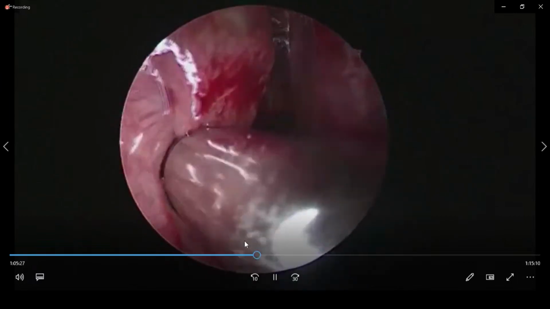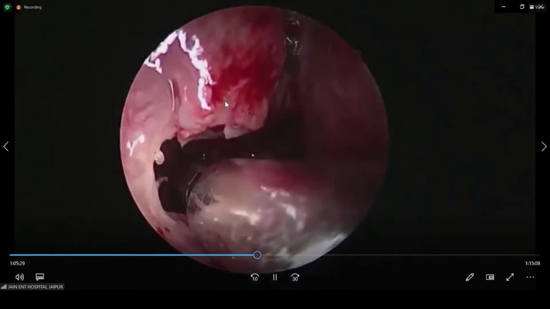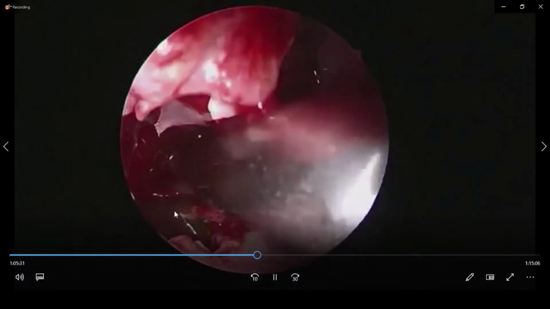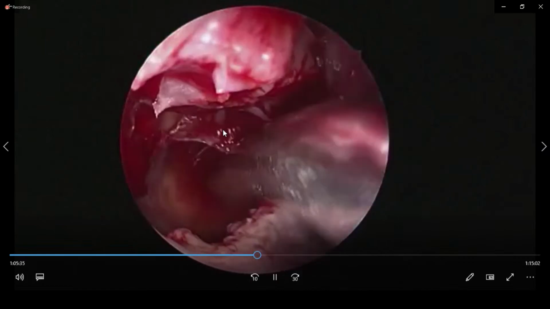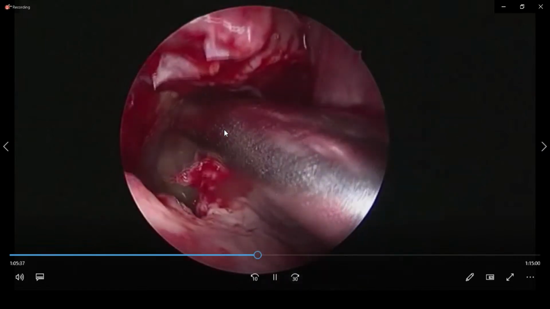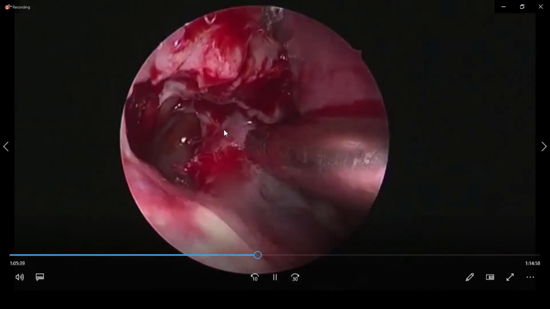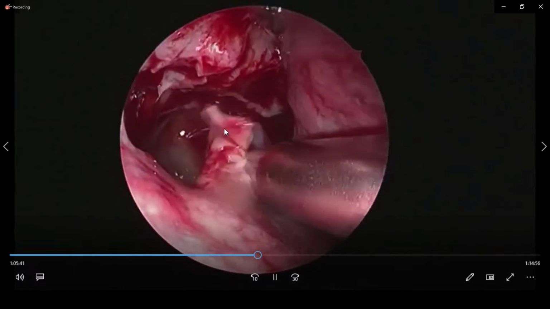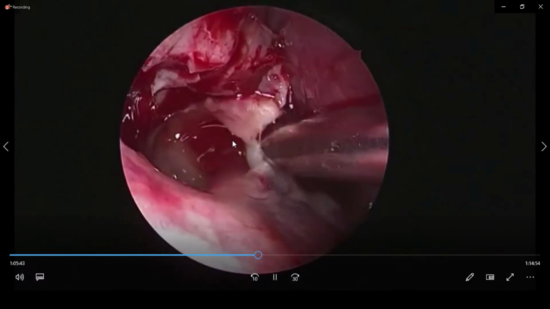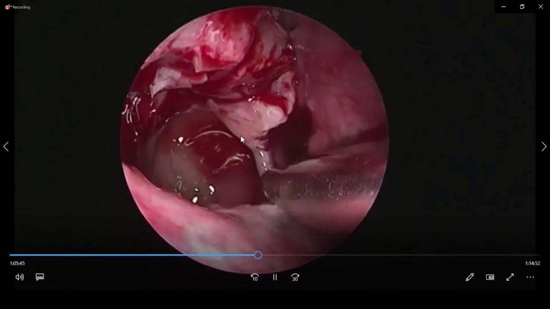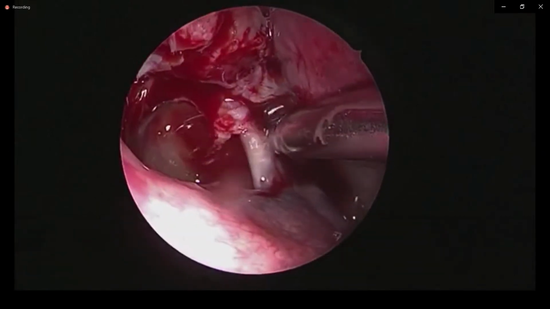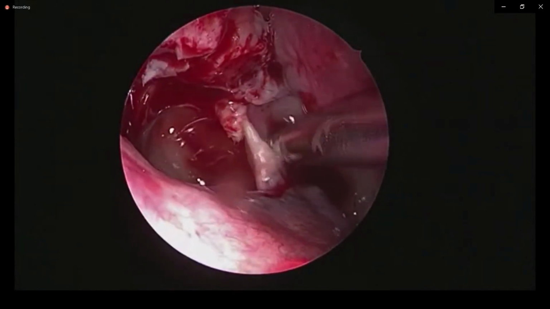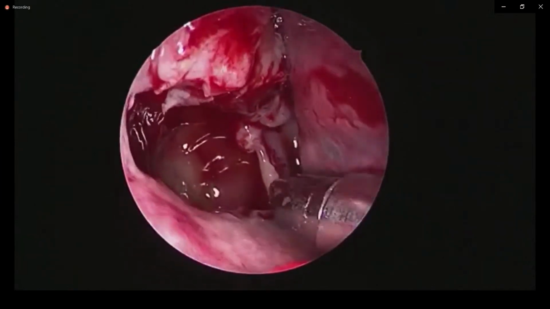a middle meatal antrostomy. See, this is the upper part of the uncinate which is intact. What we are doing is removing the lower part, and this is the maxillary sinus ostium. This is complete removal of the lower part of the uncinate. You can use a through-biting forceps, or you can use a micro debrider, this shaver here, to take away this lower part of the uncinate.